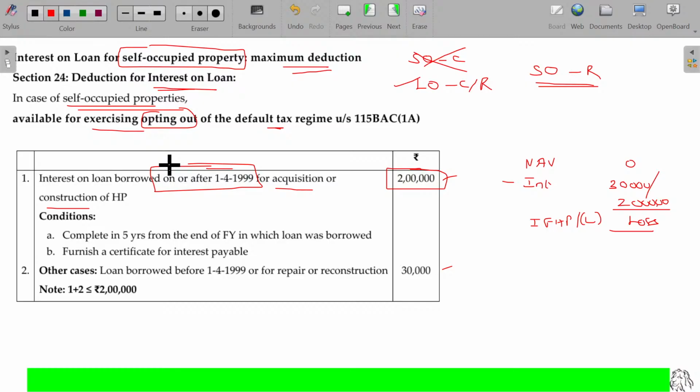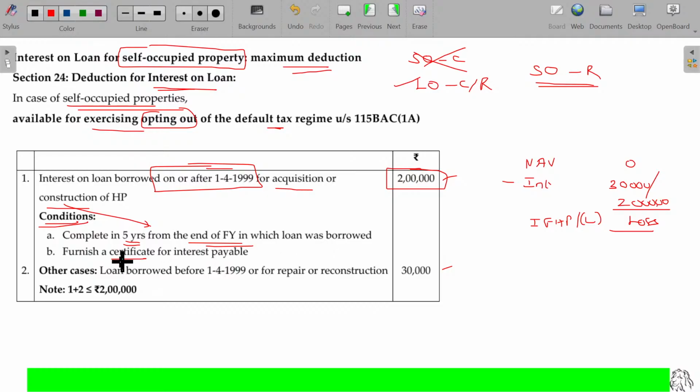All these things that you study, you have to forget as soon as possible after the exam, right? So the condition for 2 lakhs: you need to borrow on or after 1/4/1999. Apart from that, complete the construction within 5 years from the end of the financial year in which the loan was borrowed. So from that year onwards, within 5 years, you have to complete.